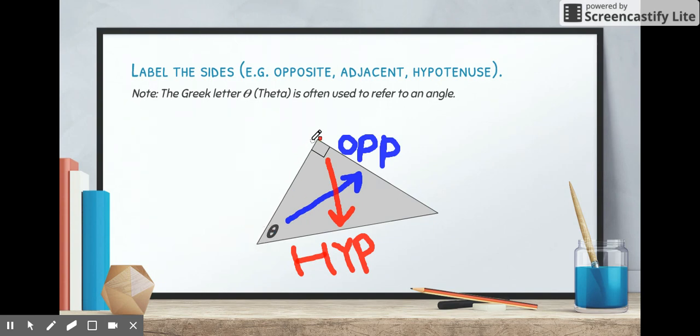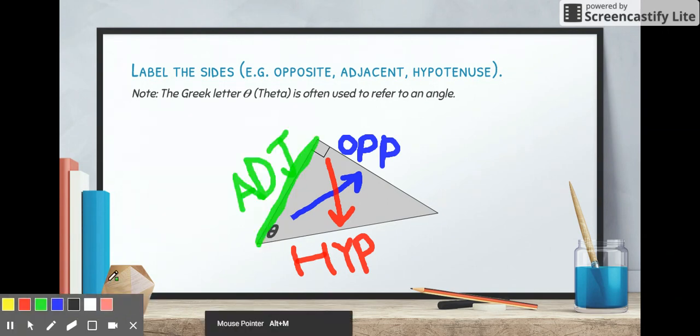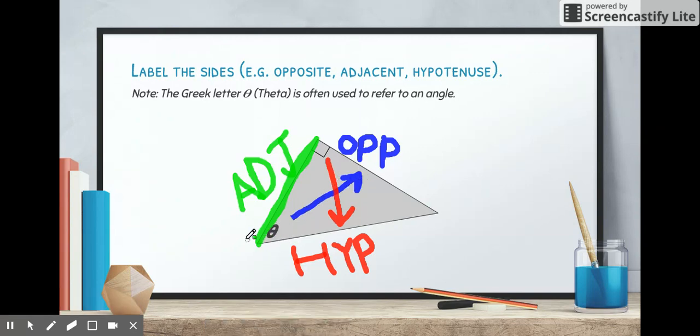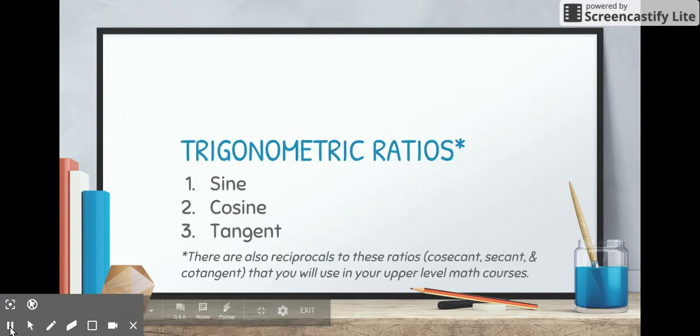Adjacent sides are going to be the side that forms the angle that's not the hypotenuse. So if you notice in this picture, we have the adjacent and the hypotenuse, and it creates our angle. But the adjacent side will never ever be the hypotenuse. So again, we have our opposite side is opposite the angle, the hypotenuse is always opposite the 90-degree angle, and the adjacent side is the side that forms the angle that's not the hypotenuse.